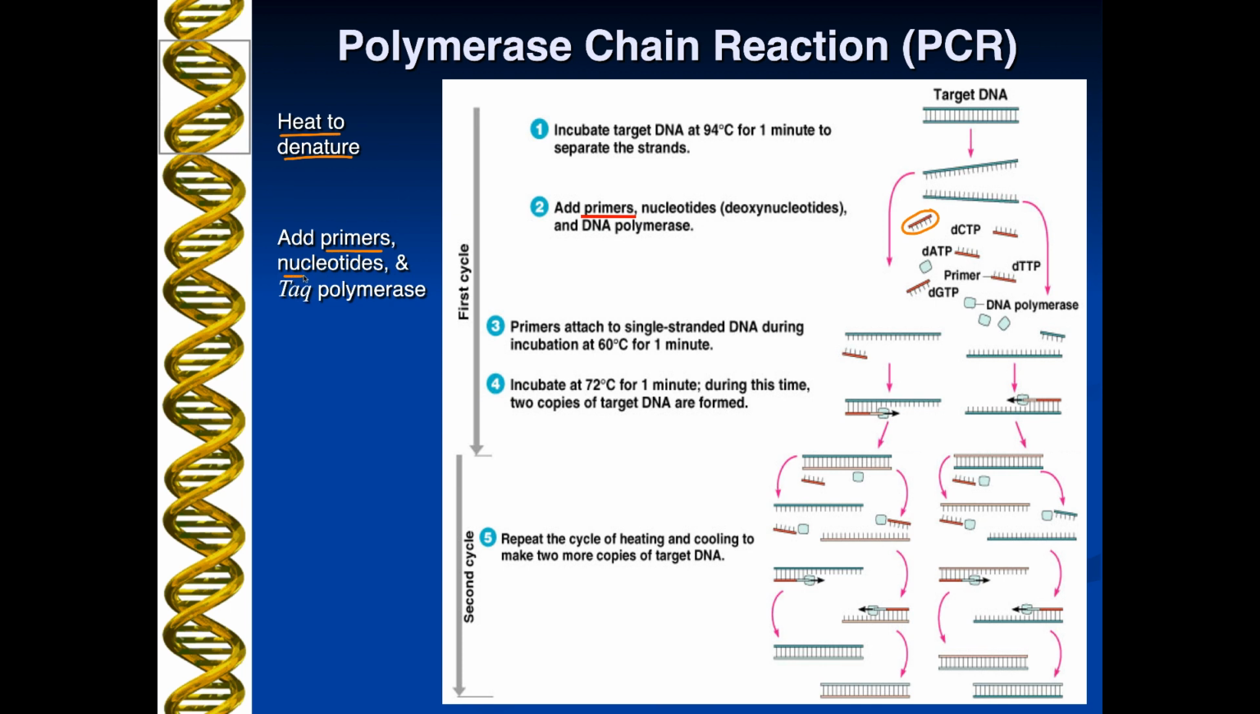We would also add a mix of nucleotides. For this, we would need A's, C's, T's, and G's, right? So we're going to have dCTP, dATP, dTTP, and dGTP. So these are our A's, C's, T's, and G's, right? So these are our nucleotides, and we're going to use that to make more DNA.